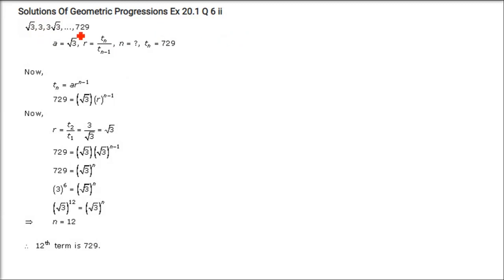Next one: root 3 is the first term, and 729 is the nth term. And what is the common ratio? 3 by root 3. So what do you get? 3 by root 3, multiply numerator and denominator by root 3. You get 3 root 3 by 3, which is root 3.